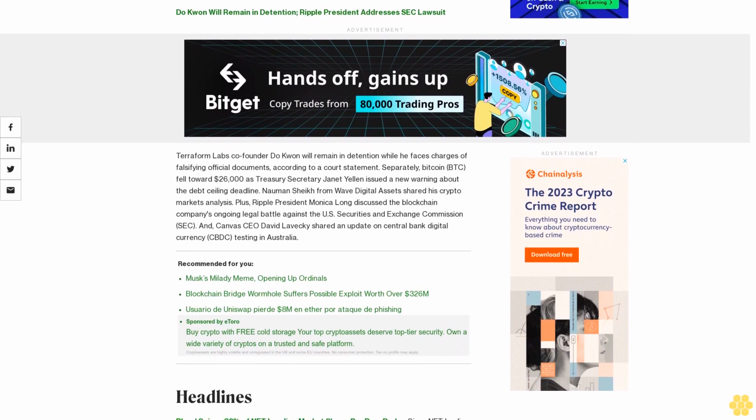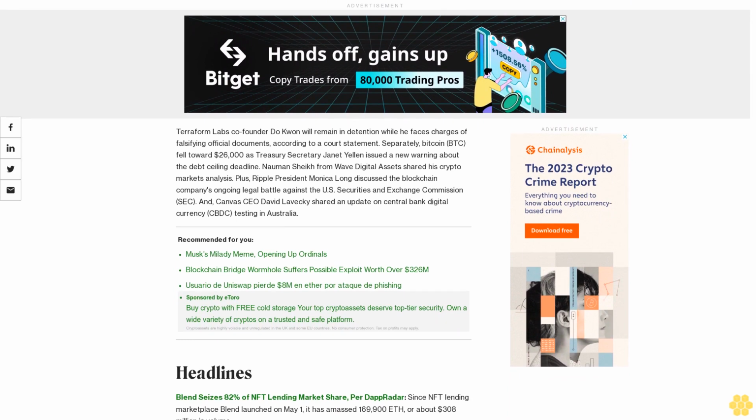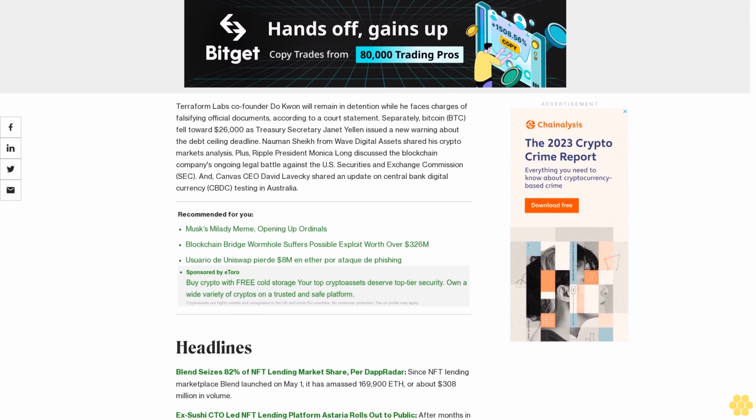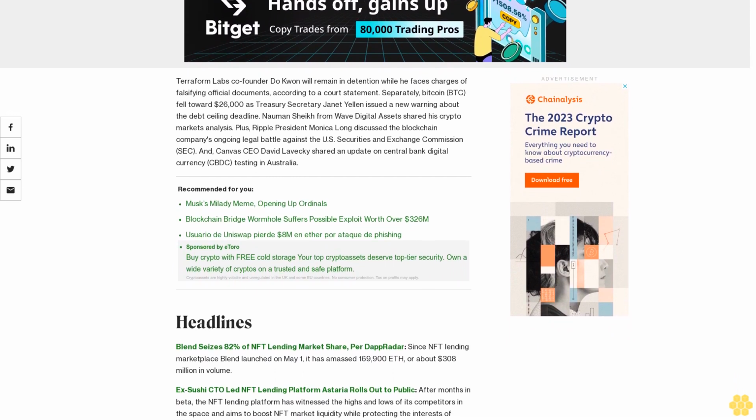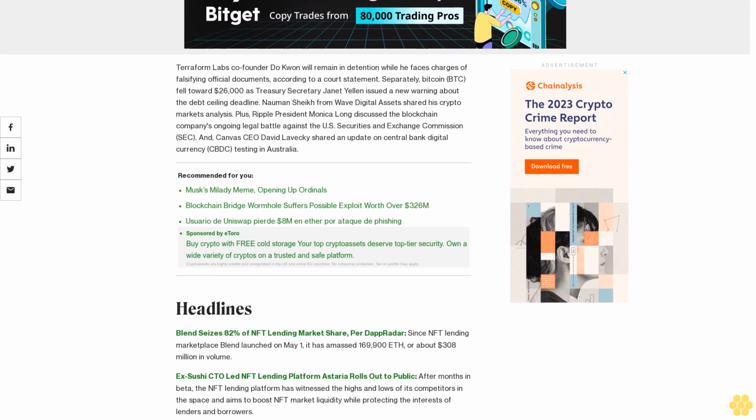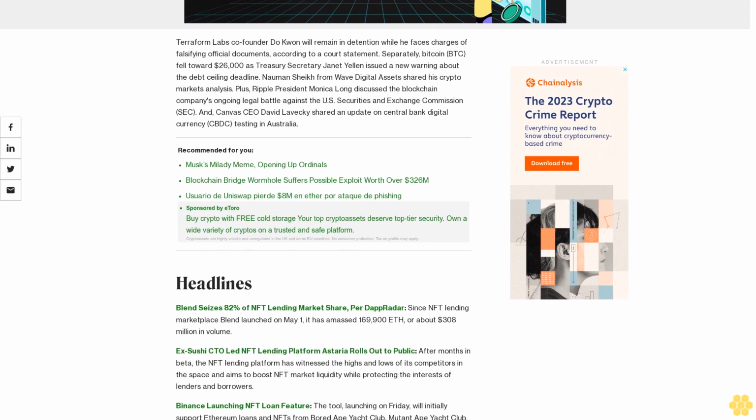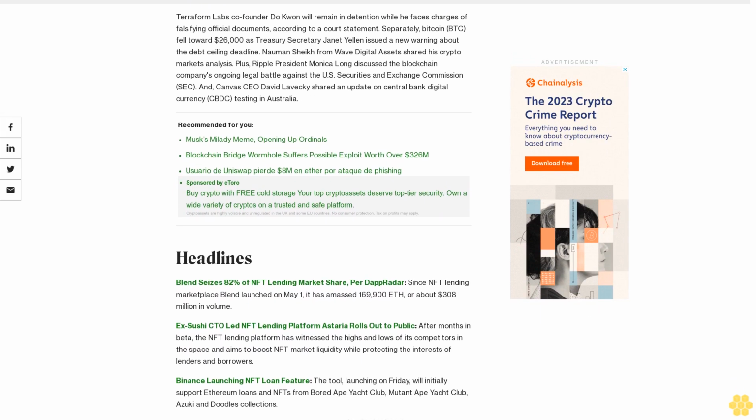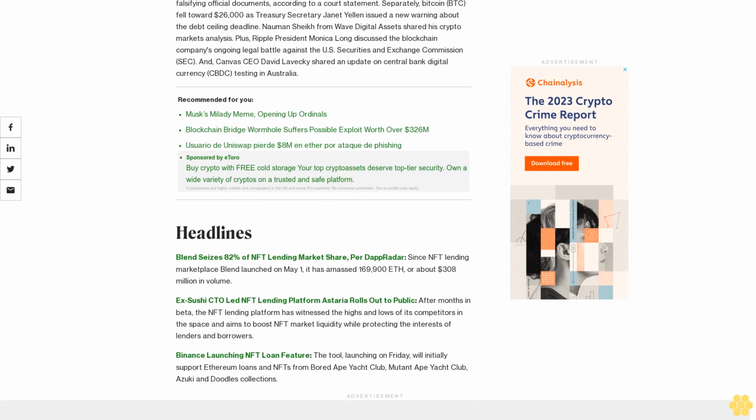Headlines: Blend seizes 82% of NFT lending market share, per DappRadar. Since NFT lending marketplace Blend launched on May 1, it has amassed 169,900 ETH, or about $308 million in volume. Xsushi CTO-led NFT lending platform Asteria rolls out to public. After months in beta, the NFT lending platform has witnessed the highs and lows of its competitors in the space and aims to boost NFT market liquidity while protecting the interests of lenders and borrowers.